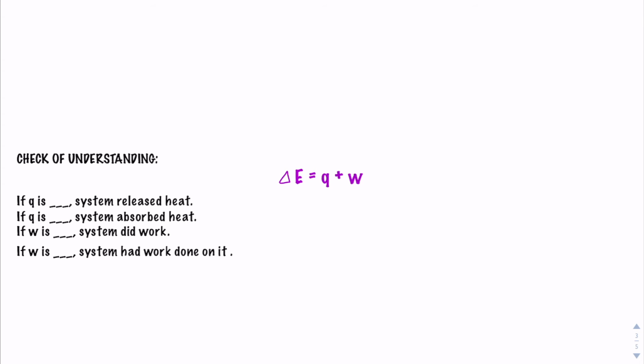Okay, now that you've answered these questions on your own, if Q is negative, system released heat. If Q is positive, system absorbed heat. If W is negative, system did work. If W is positive, system had work done on it.